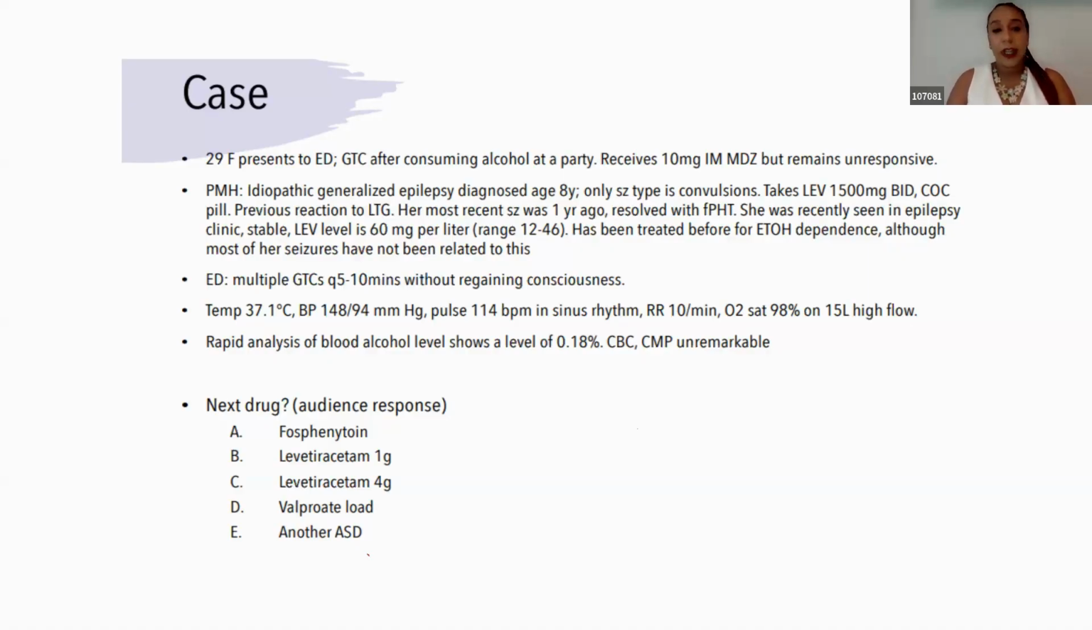Her vitals are pretty good. Her blood pressure is 148 over 94. Pulse looks good. She was hypoxic initially, so they put her on high flow oxygen, and she's 98 right now. Lab-wise, blood alcohol level was high, but the rest were unremarkable. So if you were to treat this patient, would you go with fosphenytoin, Keppra 1 gram, Keppra 4 gram, valproic acid load, or another anti-seizure medication? You can just put your answers in the chat box if you want.